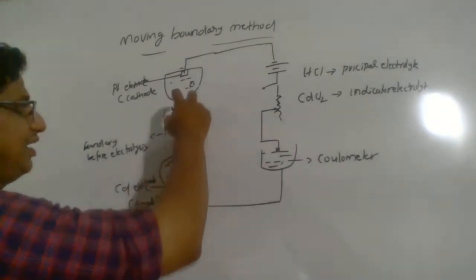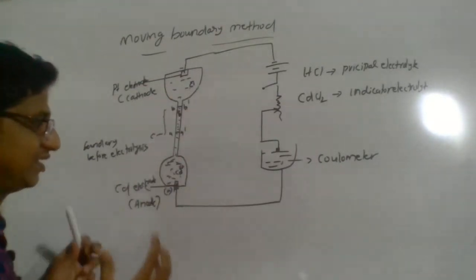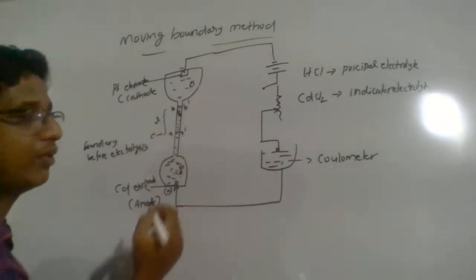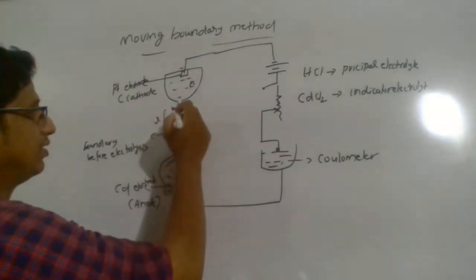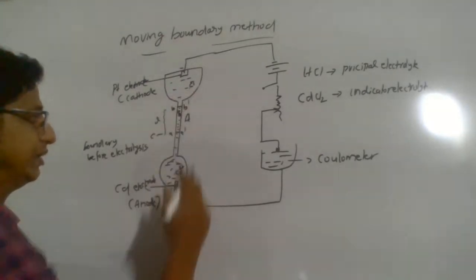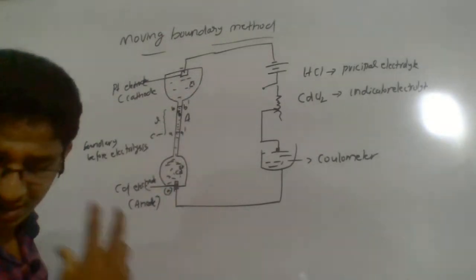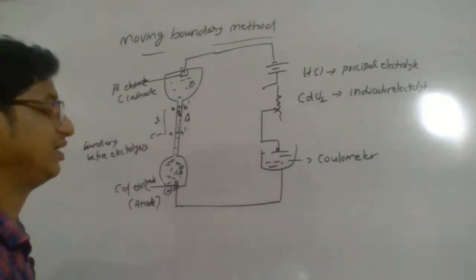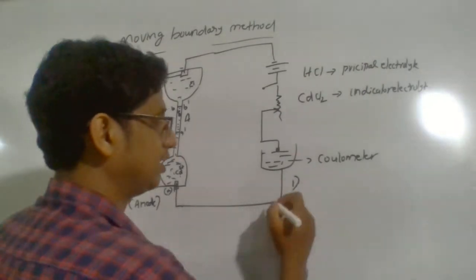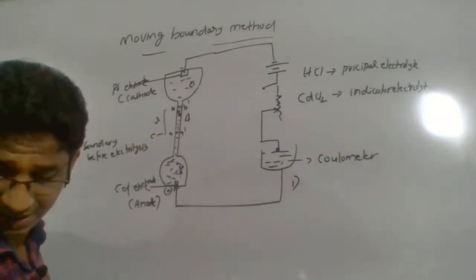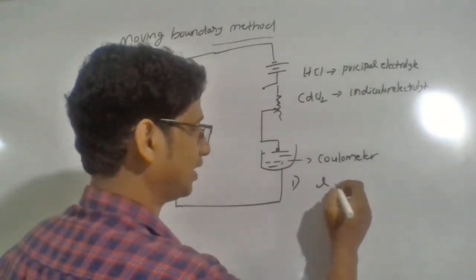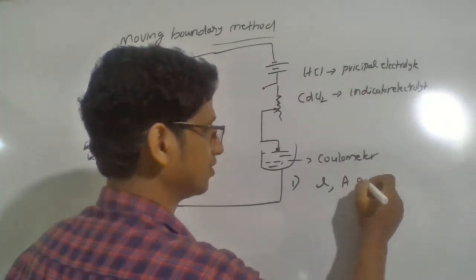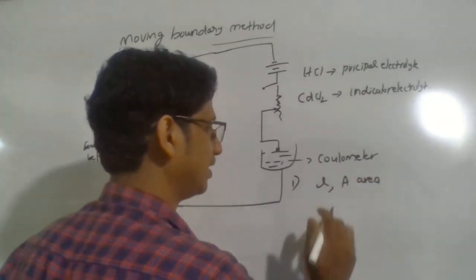Here, let L be the length between the two boundaries, the length by which the boundary has shifted, and let A be the area covered between the two boundaries. Having got that, let us discuss step by step. First, let L be the length covered and A be the area of cross section.